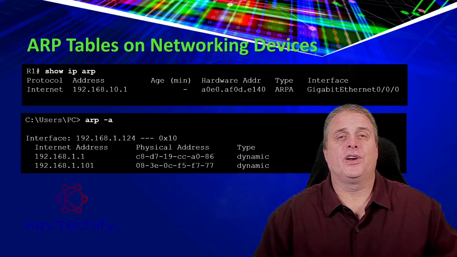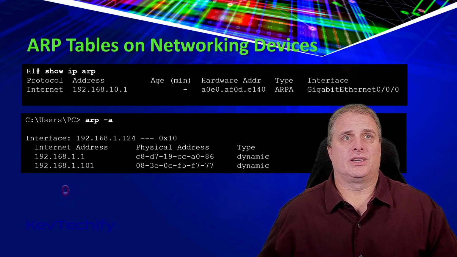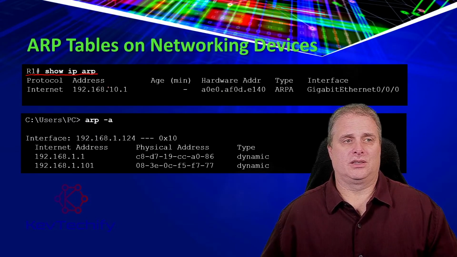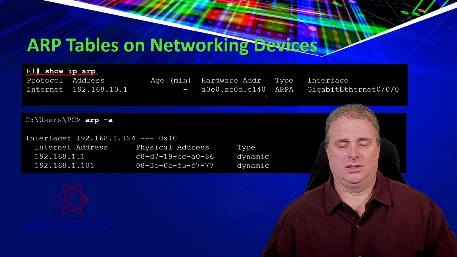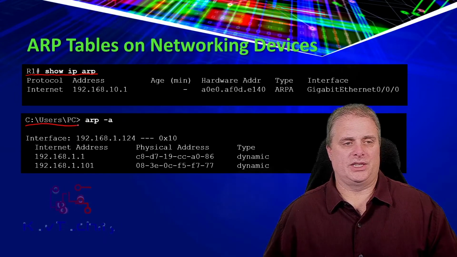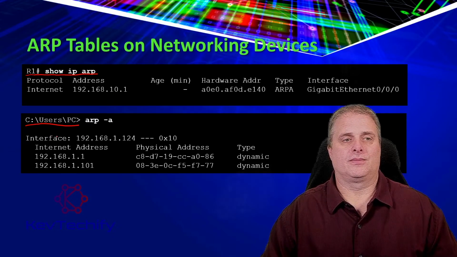Here we have two different ARP tables from different devices. The top one here is a Cisco router. Notice we have the host name here of R1. Type in the command show IP ARP, and that gives us the ARP table here. The second one is on a Windows PC. That command there is ARP -A, and then here is the ARP table on the PC.